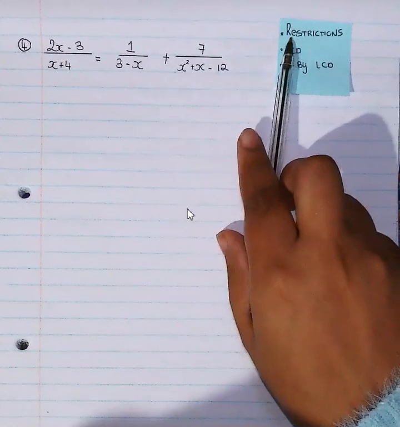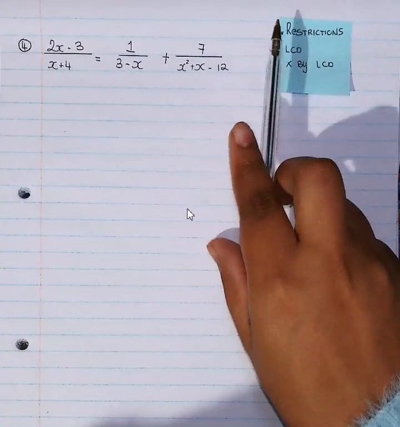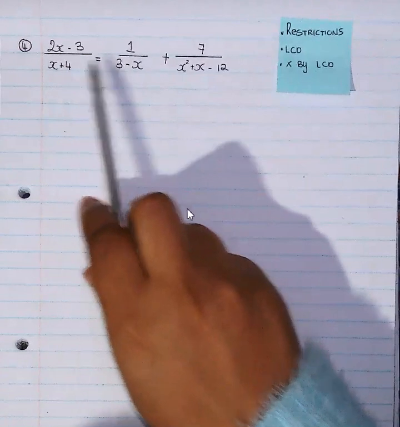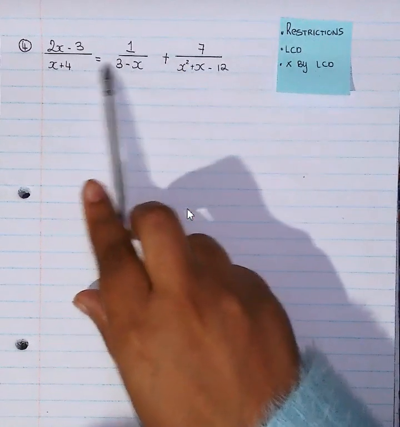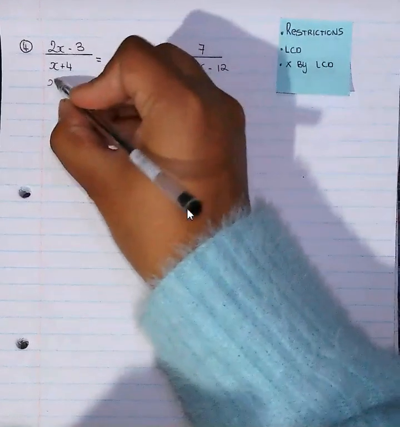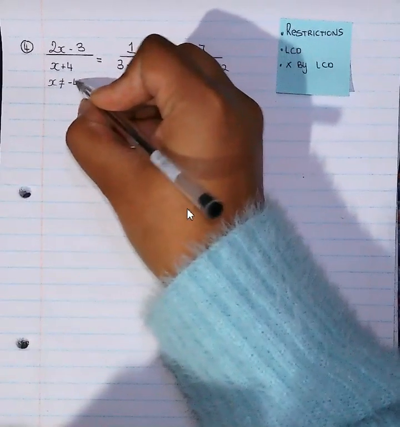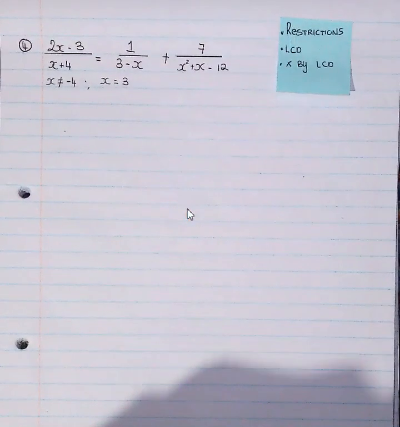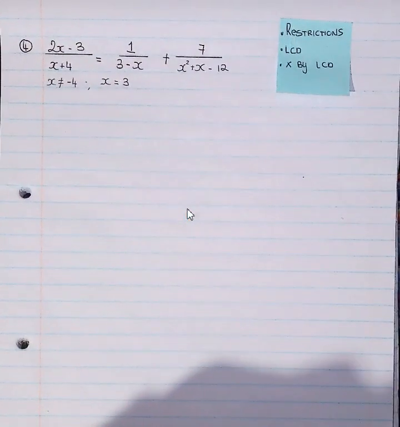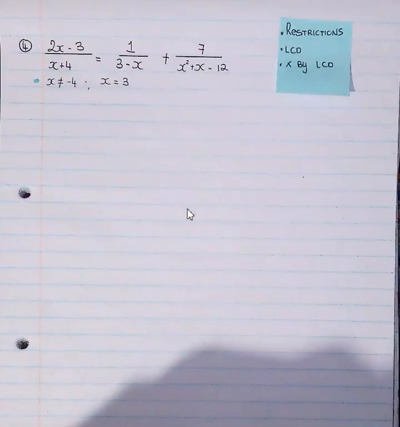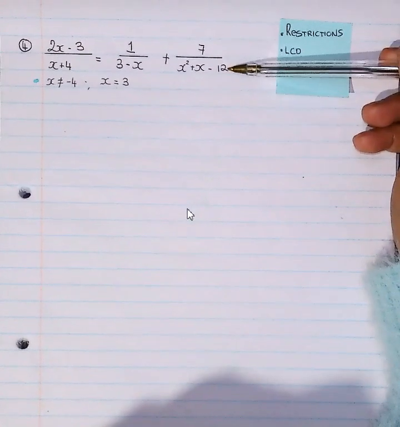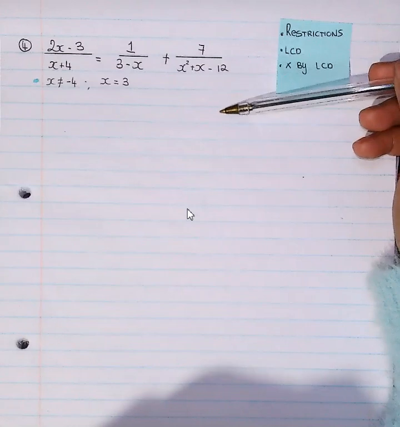So that is the first step, to find your restrictions. Okay, that is our first step, and from here we can see that x cannot be equal to minus 4 and x cannot be equal to 3. As we solve this equation and get to the end of it, we need to make sure that our solutions do not include either of those values. Now you might be wondering, what about the values here? That will work itself out once we solve this problem.